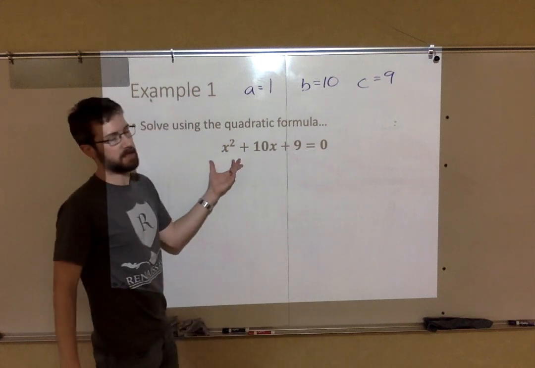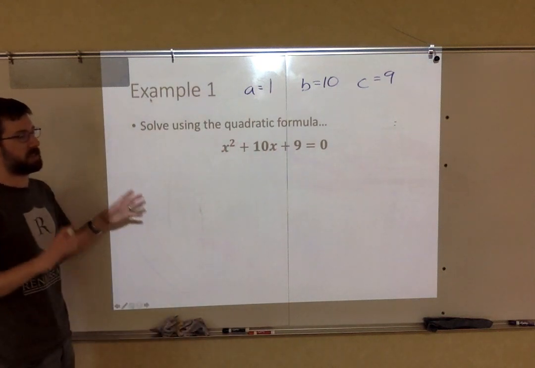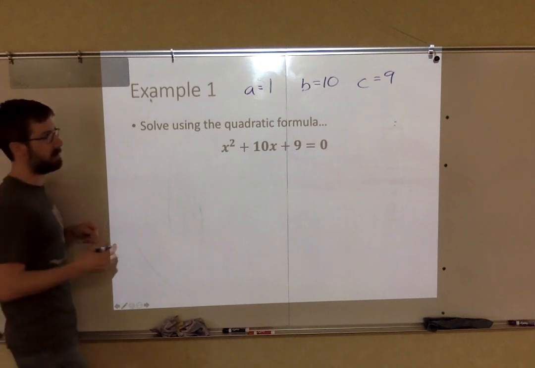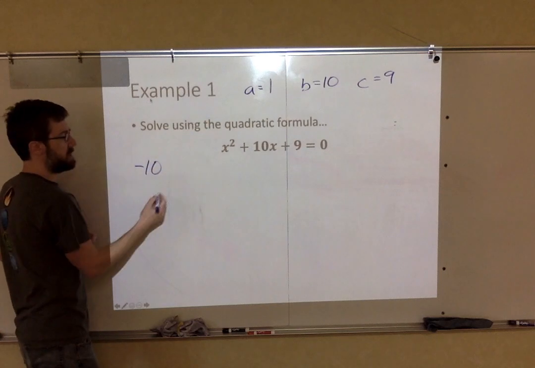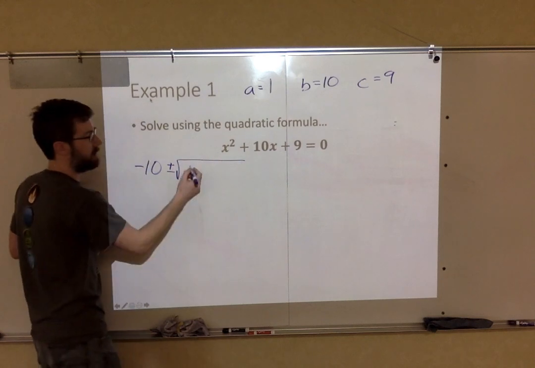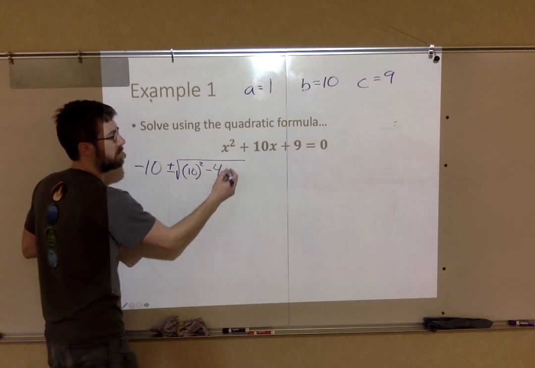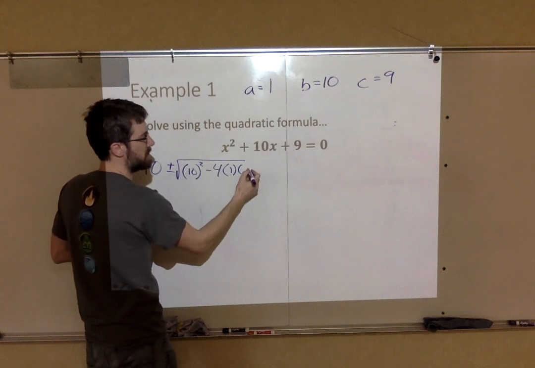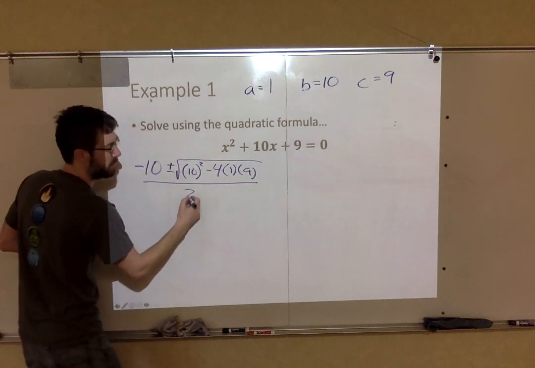Now this one's kind of nice. It's already in standard form. It's already equal to 0. I don't have to do anything to it. I just have to pick out A, B, and C and plug them into the formula. All right, so what does that look like? The formula is -b, so change the sign of b, so -10 plus or minus the square root of b squared, so 10 squared, minus 4 times a, which is 1, times c, which is 9, all over 2 times a, which is 1.